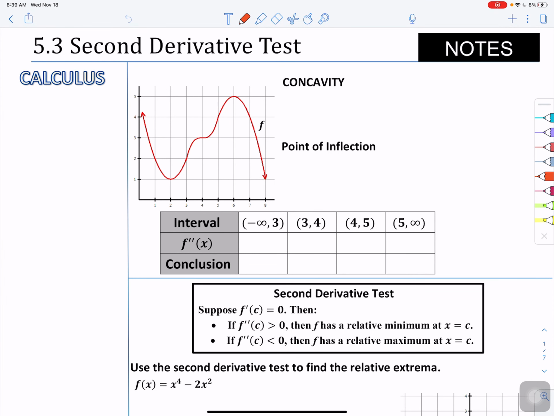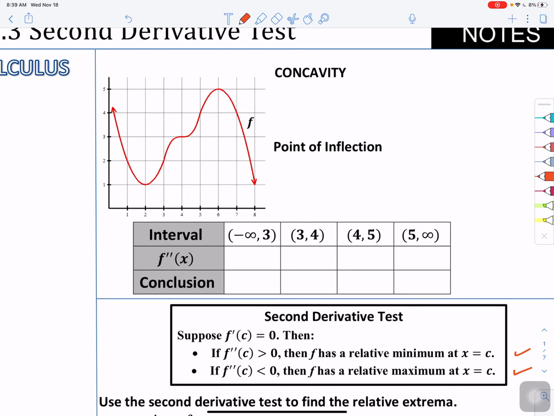This is topic 5.3, the second derivative test. And mainly, the second derivative test talks about whether an extreme value is a relative min or a relative max. But the second derivative gives us concavity, so I just don't want to confuse those. The second derivative, which determines concavity, helps us determine whether an extreme value is a relative max or min. That is the second derivative test.